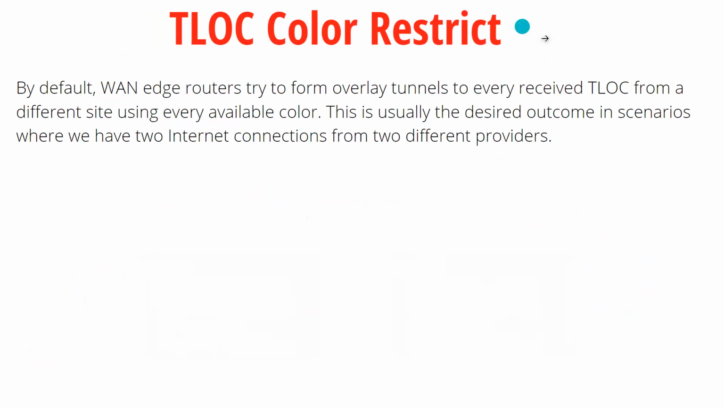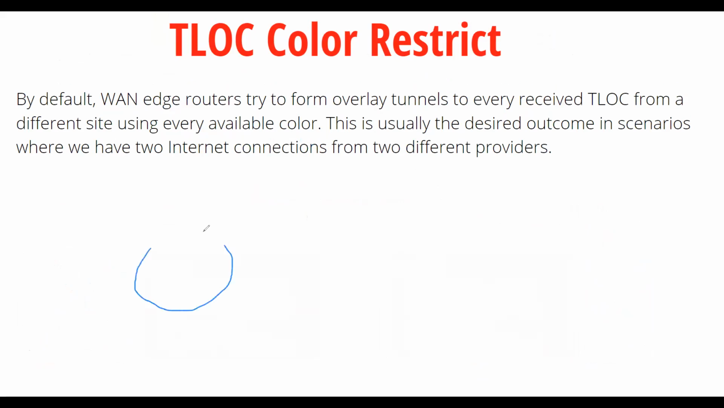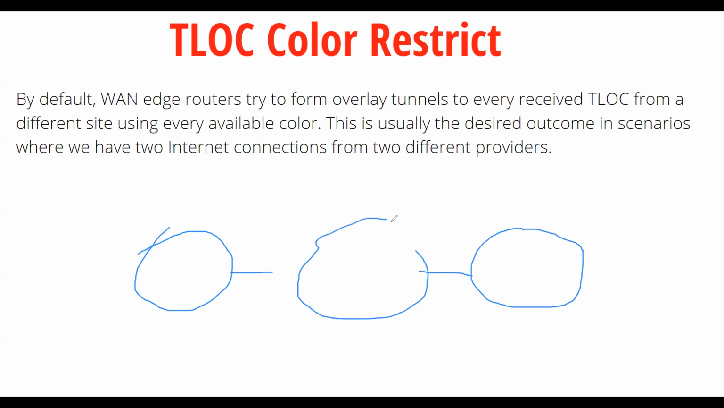Let me design this also. Let's draw this also. So you have this side and you have another side. This side connectivity, and they are both connecting to internet, right? But this side connectivity is MPLS and this side connectivity is internet, right? And you do not want the internet side to form the tunnel to MPLS, right? Doesn't make any sense. Or let's say you have two internet connections and two MPLS.